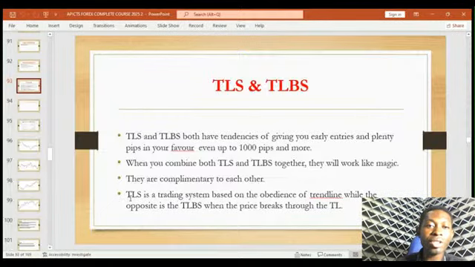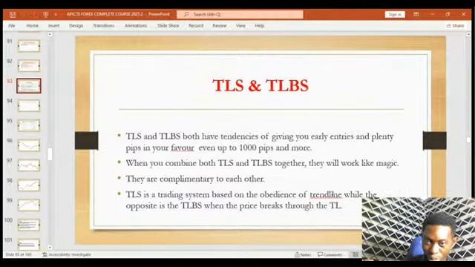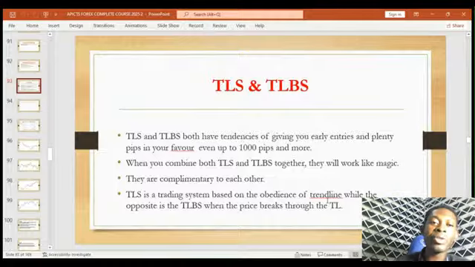So trend line strategy is a trading system based on the obedience of trend line. Please listen to that. I say when price respects the trend line. So trend line strategy, which is the one you learned last week, is a trading system based on the obedience of the trend line, while the opposite is the trend line breakout strategy, when the price breaks through the trend line. So let's look at the next slide.